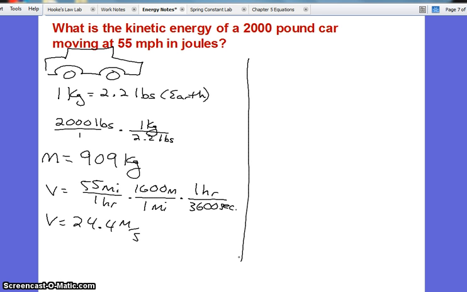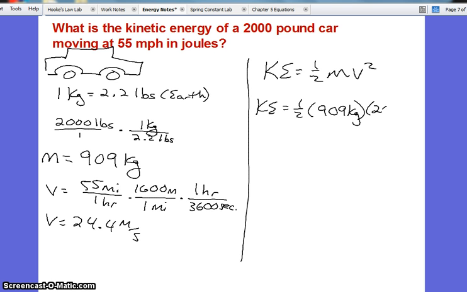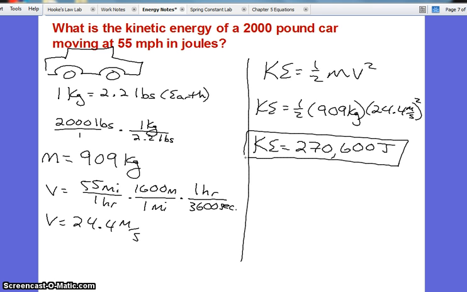At this point, we go to our equation. That kinetic energy is 1/2 the mass times the speed squared. Our mass being 909 kilograms, and our speed being 24.4 meters per second. So we get our kinetic energy, turns out to be 270,600 joules. Very large amount of energy here, it seems.